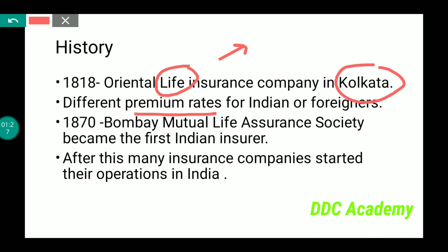Now the next important point: the first Indian insurer, formed by Indian people, was in 1870, the Bombay Mutual Life Assurance Society. You have to remember this name. It's very important. There can be a direct question from this. What is the name of the first Indian insurer? The name is Bombay Mutual Life Assurance Society. It started in 1870.